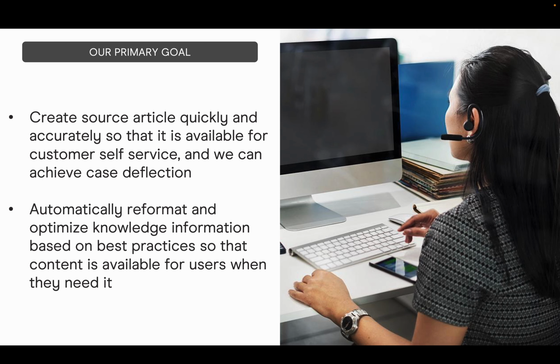Our primary goal for our project was to create a source article for a knowledge repository quickly and accurately using AI, so that it's available for customer self-service and we can achieve case deflection. At the same time, we wanted to automatically reformat and optimize knowledge information based on best practices so that the content is available for users when they need it and optimized for their context, meaning it's readable, findable, indexable, everything like that.